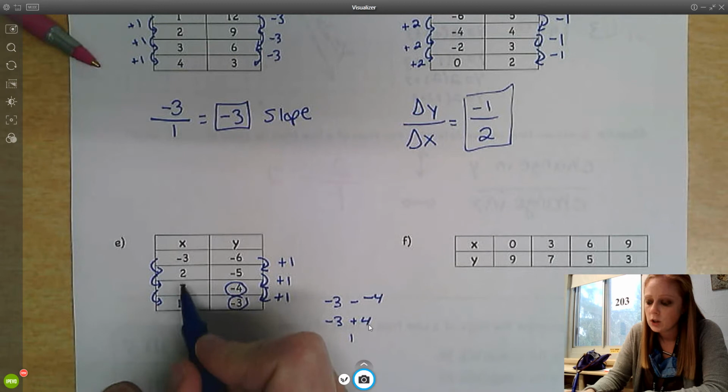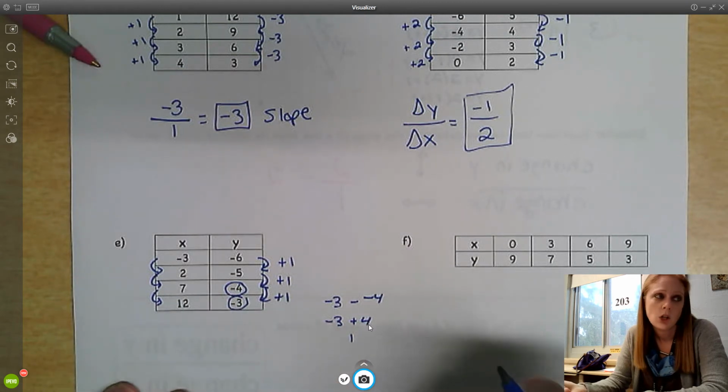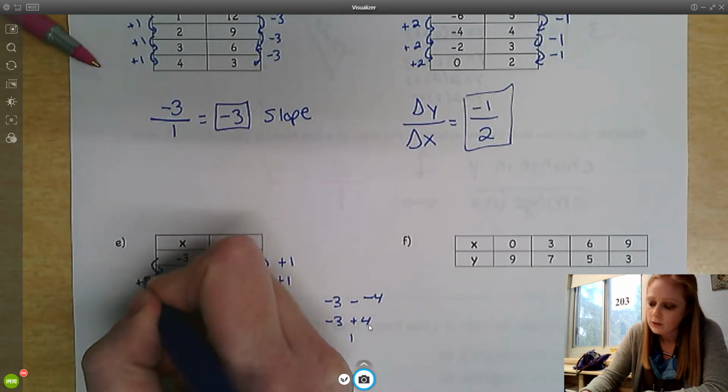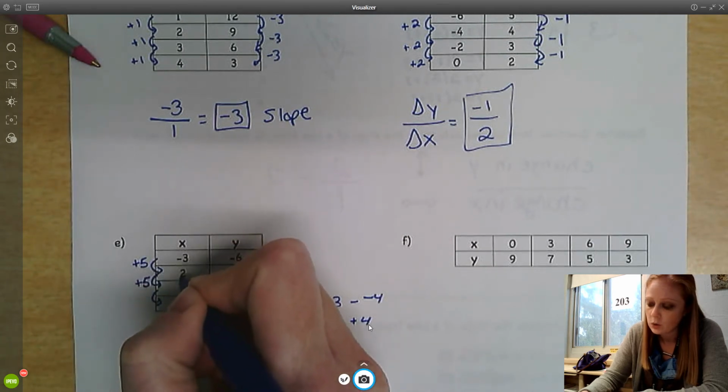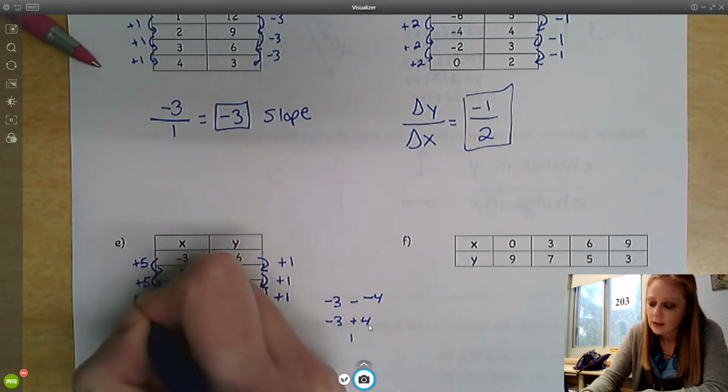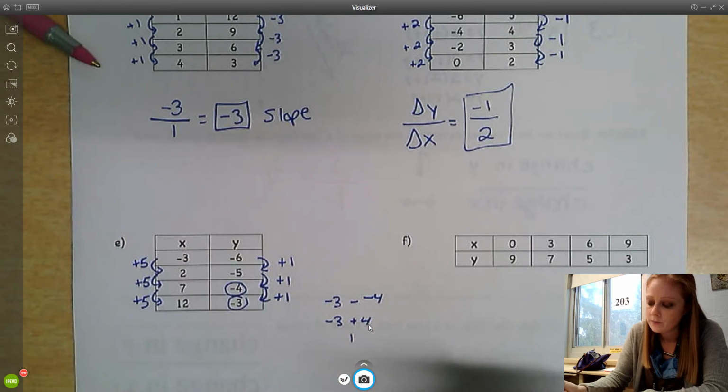X's. Sometimes it's easier to start off with the positives. Like how do you get from 2 to 7? That's probably the easiest one. 2 to 7, you have to add 5. So then you could just check that for all of them. -3 plus 5 is 2. 2 plus 5 is 7. 7 plus 5 is 12.